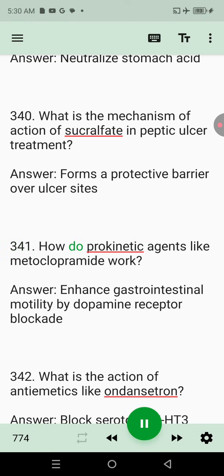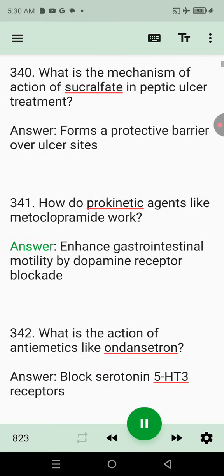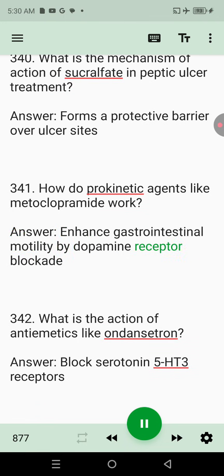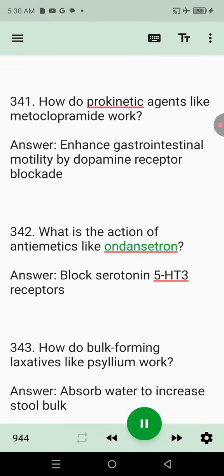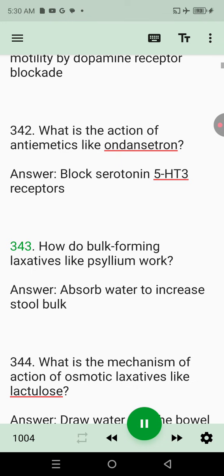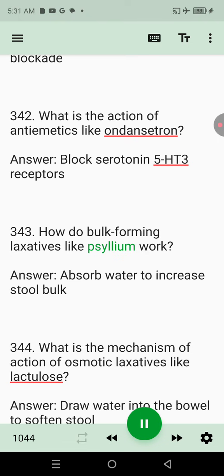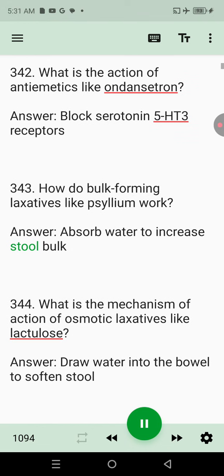341. How do prokinetic agents like metoclopramide work? Answer: enhance gastrointestinal motility by dopamine receptor blockade. 342. What is the action of antiemetics like ondansetron? Answer: block serotonin 5-HT3 receptors. 343. How do bulk-forming laxatives like psyllium work? Answer: absorb water to increase stool bulk.